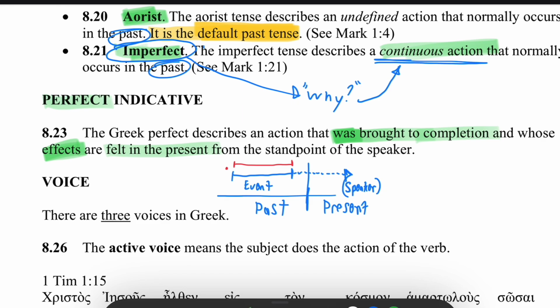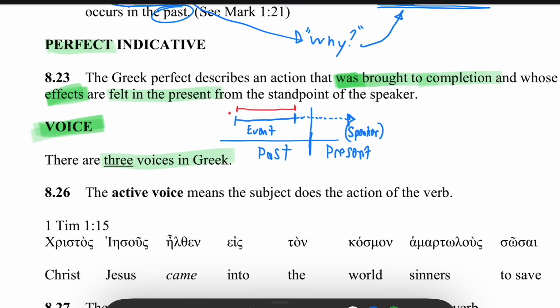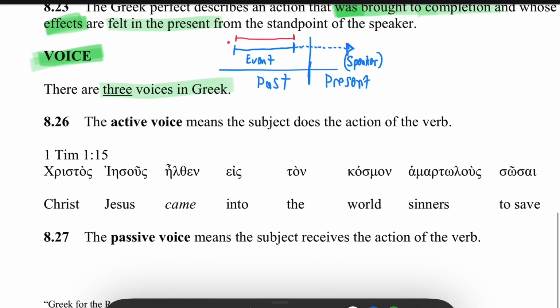All right, we come now to the topic of voice. And there are three voices in Greek. Those are the active, the passive, and the middle. So the active voice means the subject does the action of the verb. So you have subject doing the verb. And this is seen in Christos Iesus Elthen. We already looked at that earlier. Christ Jesus came. He's the subject. He is doing the verb. He's doing the coming. And then what about the passive voice?